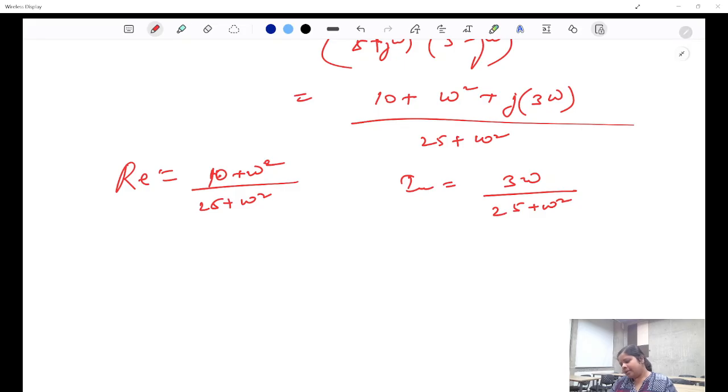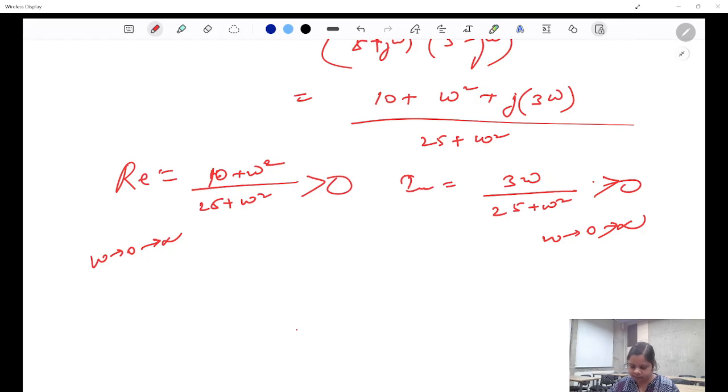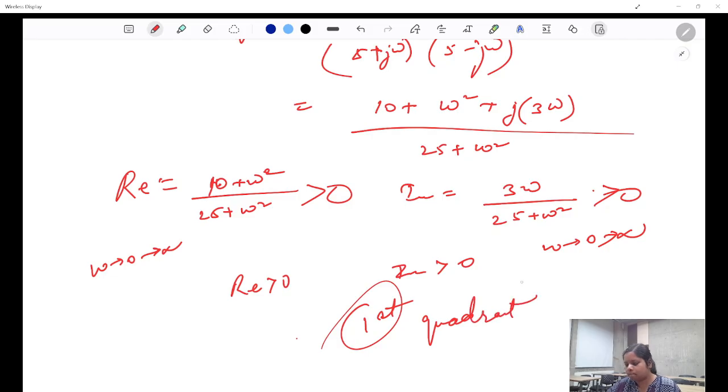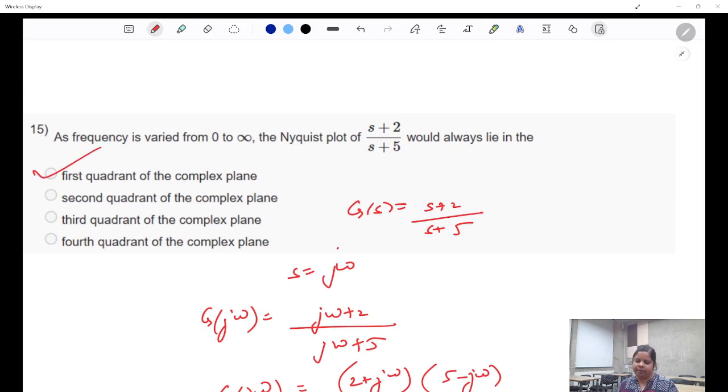So as omega is varied from 0 to infinity, this would always remain positive because everything is squared, omega is squared. In this case, as omega is varied from 0 to infinity, the denominator is anyway going to stay positive, and for the numerator, since omega is positive between 0 and infinity, this would also always be positive, right? So if the real part is positive and the imaginary part is positive, the quadrant is going to be the first quadrant, right? So we have 15A.